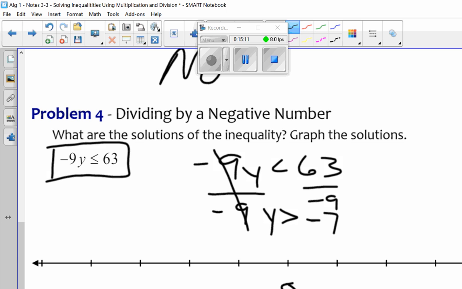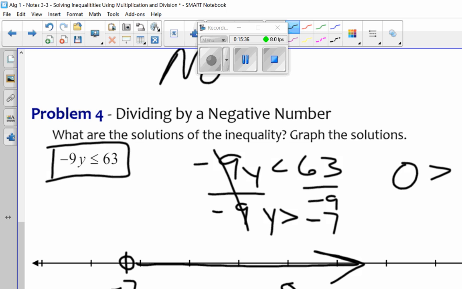Okay, and now I'm going to go ahead and find my -7. And I'm going to put it right here. I look at my symbol, it's not equal to, so I open circle, and it's pointing to the right, so I'm going right. Let's pick a number that will work, and the line's covering 0, so let's put 0 in for y, and 0 is greater than -7. All right.